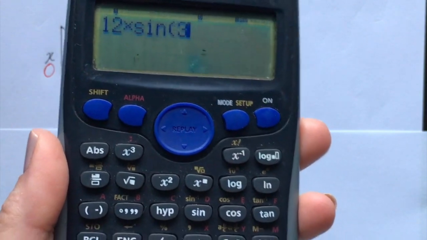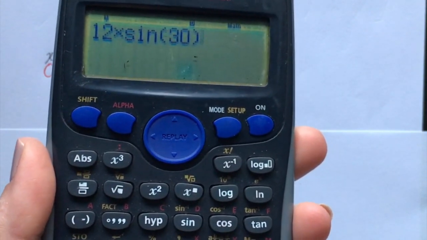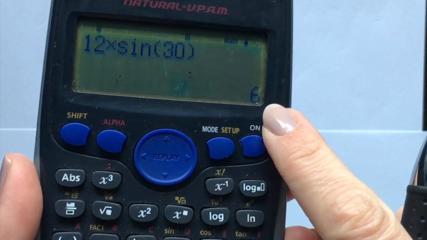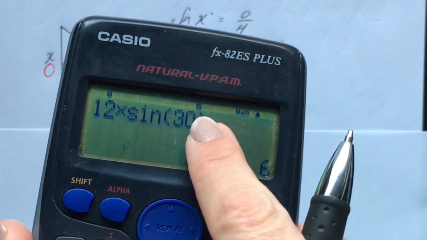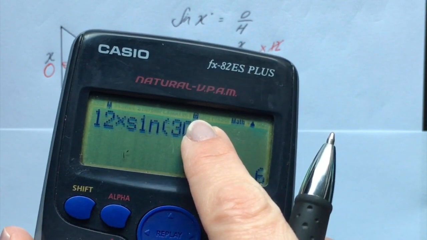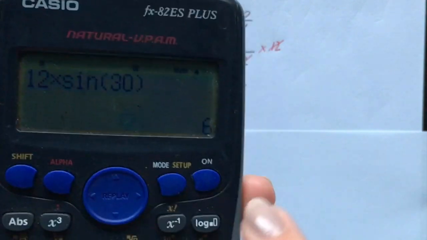And then I'm going to put in 30, close my brackets and press equals, and the answer should be 6. Now if you're not getting 6 on your calculator, just double check that you are in fact in degrees, okay? It's really important that you're in degrees.